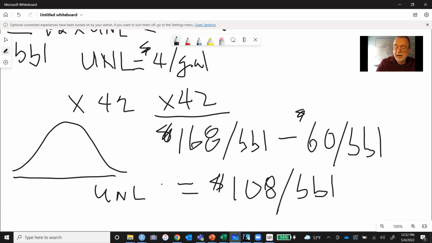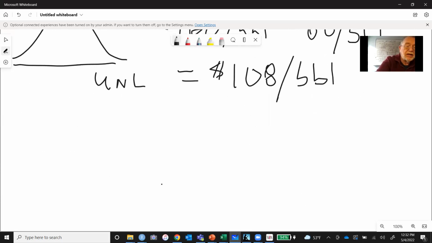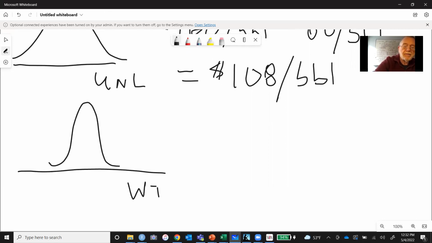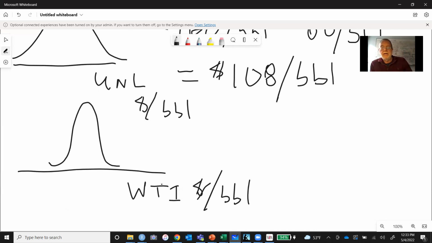Well, WTI might look like this. Much less volatile. Again, in order to compare these two, you have to be in dollars per barrel. The dimensions have to be comparable. Okay. Got that idea out of the way.